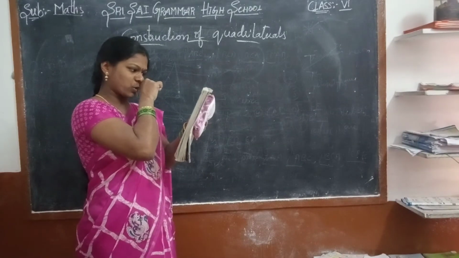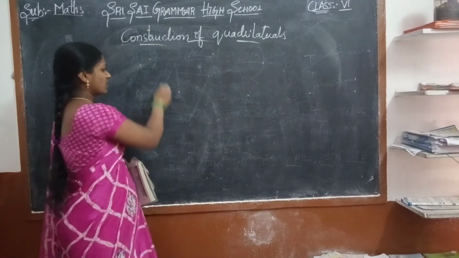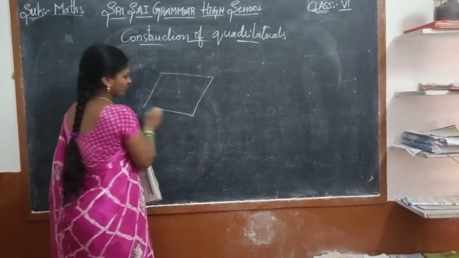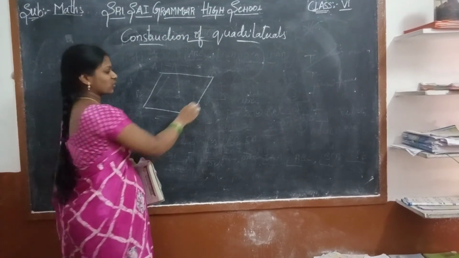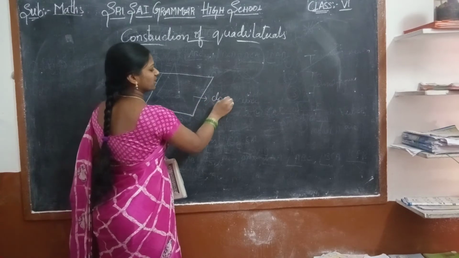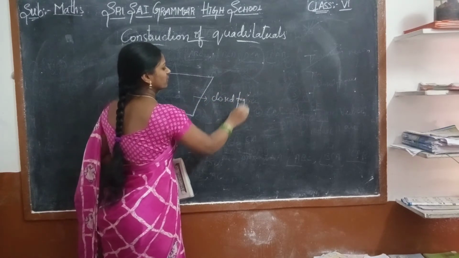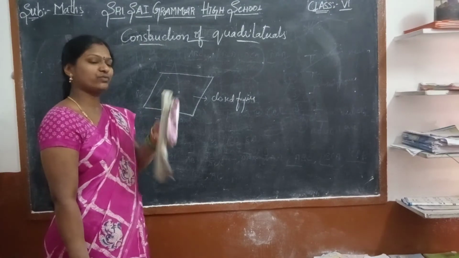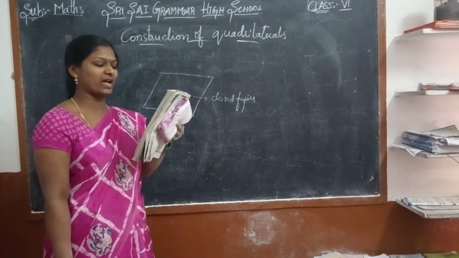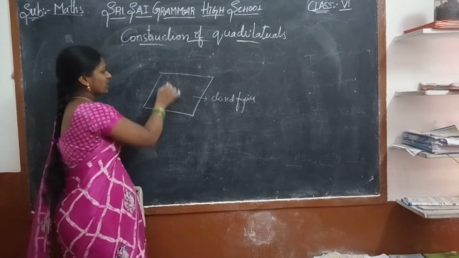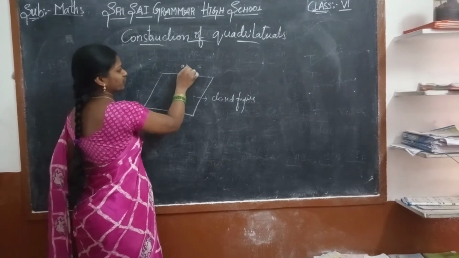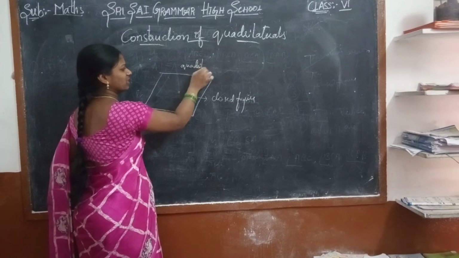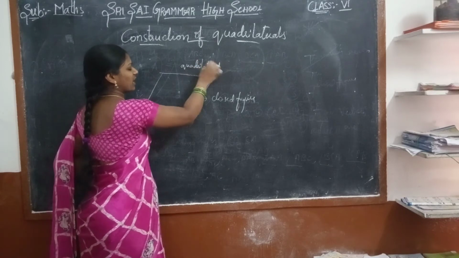Now, a closed figure with 4 sides, a polygon, is called a quadrilateral. See, this quadrilateral is called a closed figure. A quadrilateral has 4 sides, 4 vertices, 4 angles and 2 diagonals.